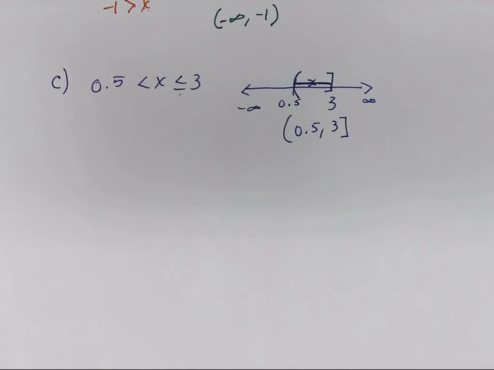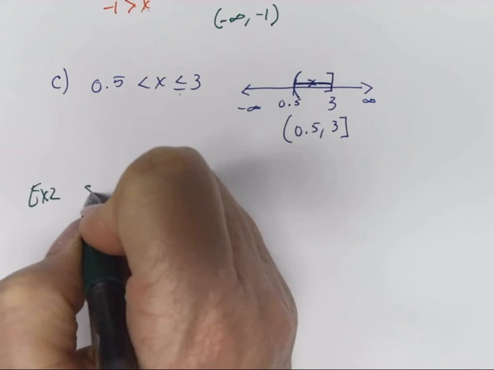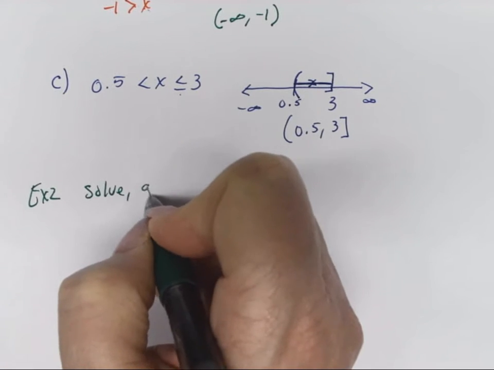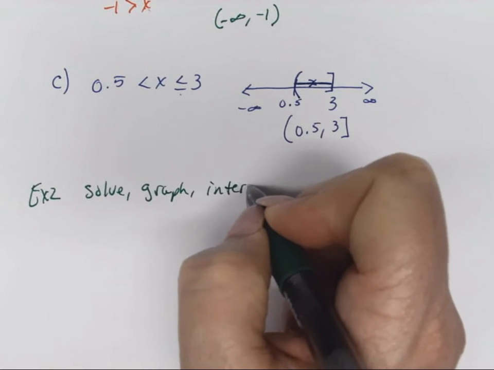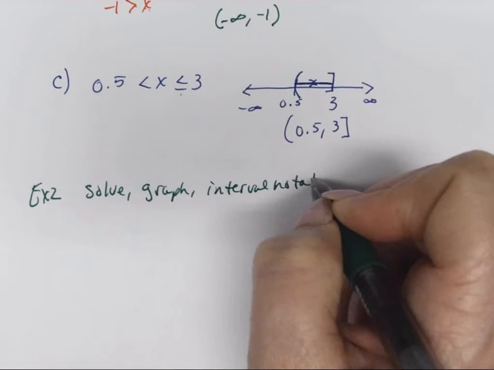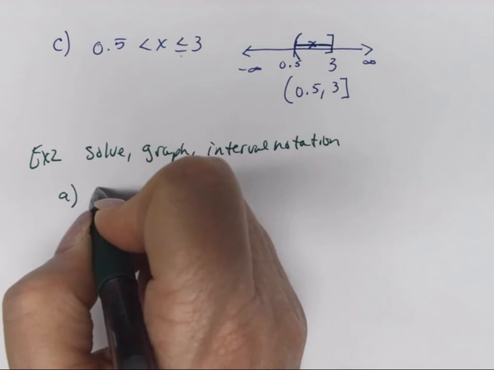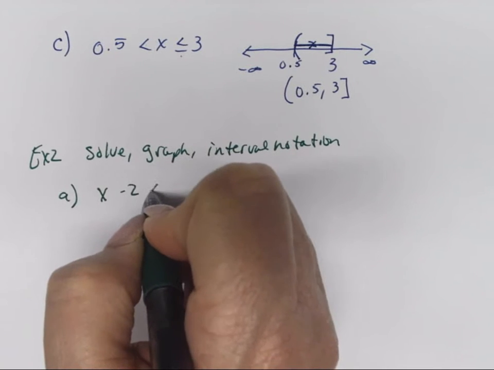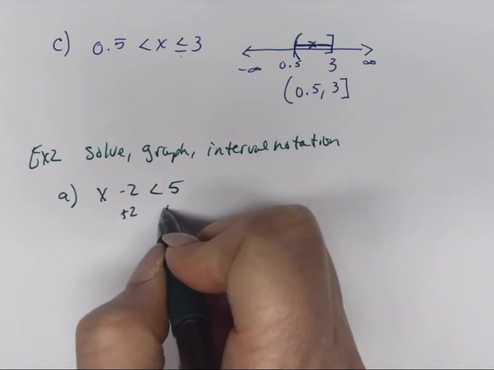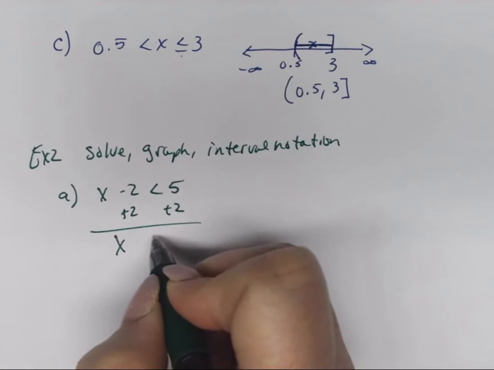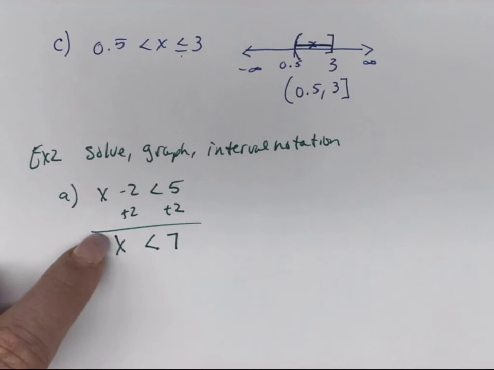All right, let's look at another example. Here we're going to do some solving first. So we're going to solve, we're going to graph, and then we're going to do interval notation. So for part A, we have x minus 2 less than 5. So I'm just solving for my x. So I'm going to add the 2 over just like I would if it was an equal. X is less than 5 plus 2 is 7. So that would be my solution.